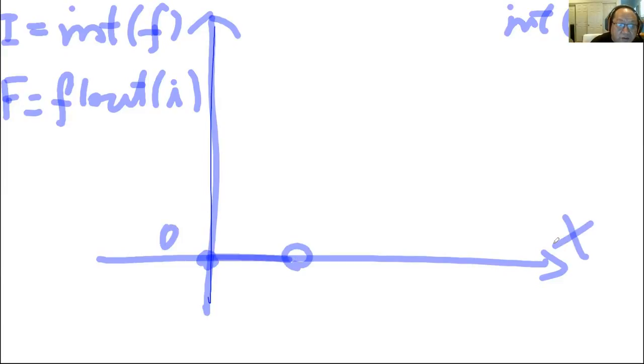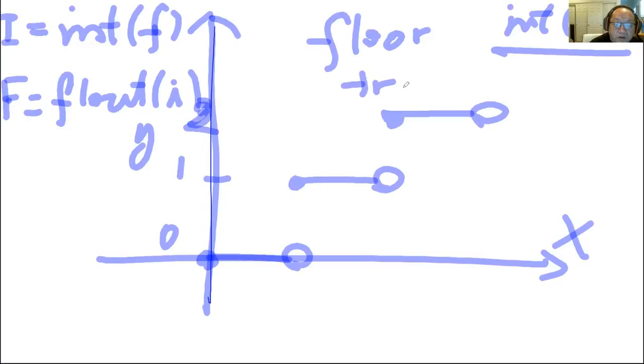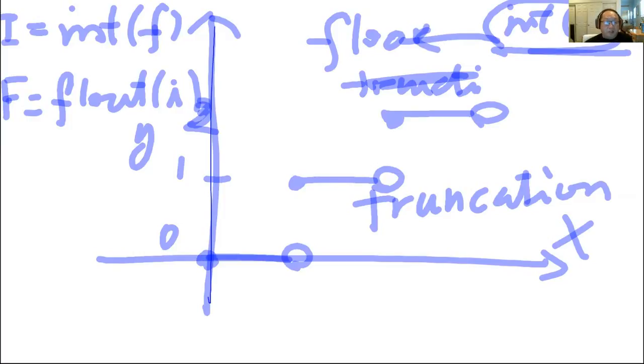So this is x, this is y. From 1 to 2, you will get 1. From 2 to 3, you get 2. This one is called the floor function, or sometimes we call it the truncation. T-R-U-N, truncation. Okay? And the int function is actually doing the floor function.